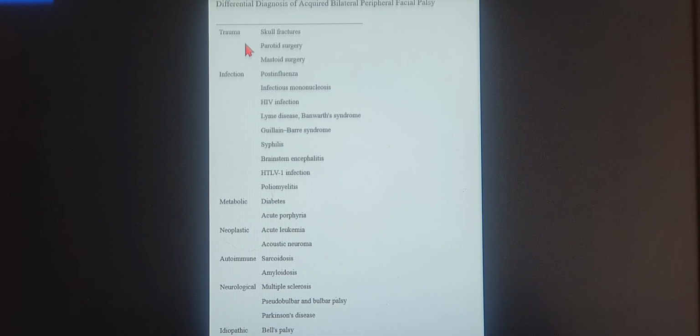cases. Now, in case of traumatic iatrogenic, bilateral facial palsy is almost impossible, because these days ENT surgeons do not operate on both sides, parotid and mastoid, at the same time. So it is very rare to have that as a cause.